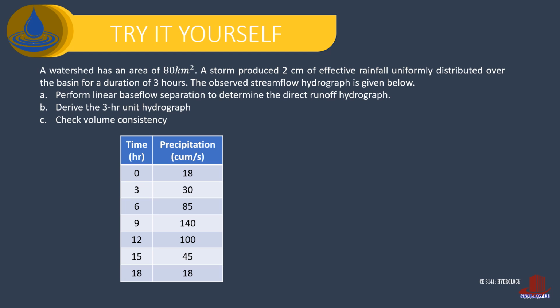With similar procedure as the example, you should have the peak discharge of 122 cumecs per centimeter for the unit hydrograph, and the volume of direct runoff is 3,348,000 cubic meters.